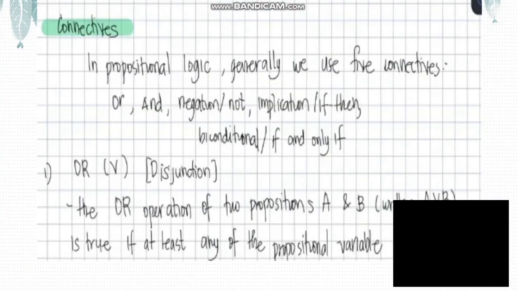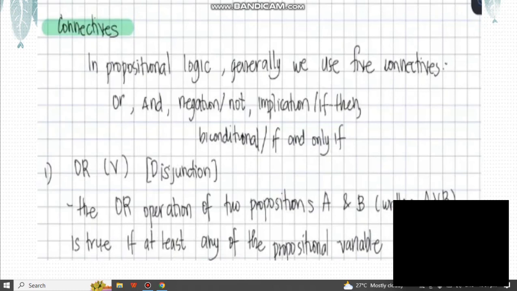In propositional logic, we generally use five connectives: or, and, negation or not, implication if-then, and biconditional if and only if. First, or. The sign of or is this, the V, which we call disjunction. The or operation of two propositions A and B, that is, A or B, is true if at least one of the propositional variables is true.